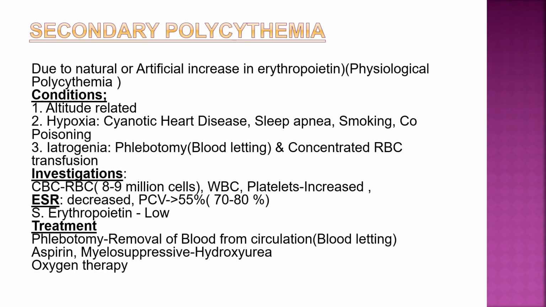Investigations: RBC 8 to 9 million cells per cubic millimeter, WBC and RBC increased, ESR decreased, PCV increased, serum erythropoietin low. Treatment: phlebotomy, removal of blood from circulation, that is called bloodletting. Drugs can be aspirin, myelosuppressive drugs like hydroxyurea, and oxygen therapy.